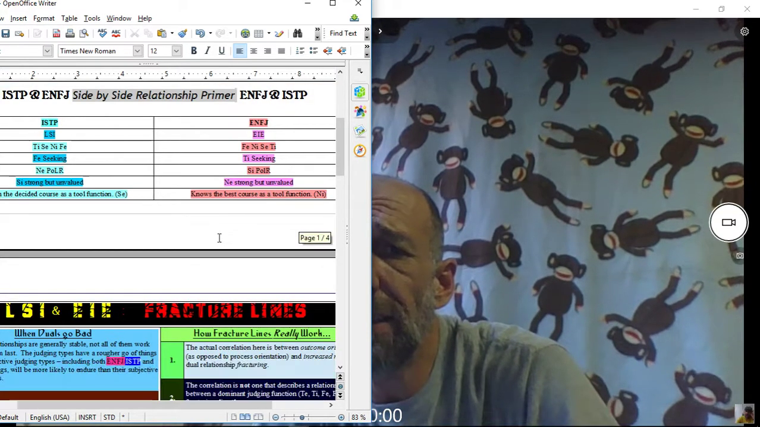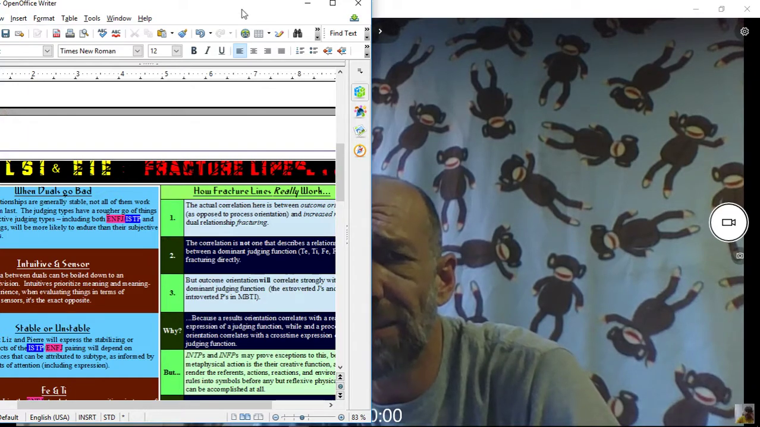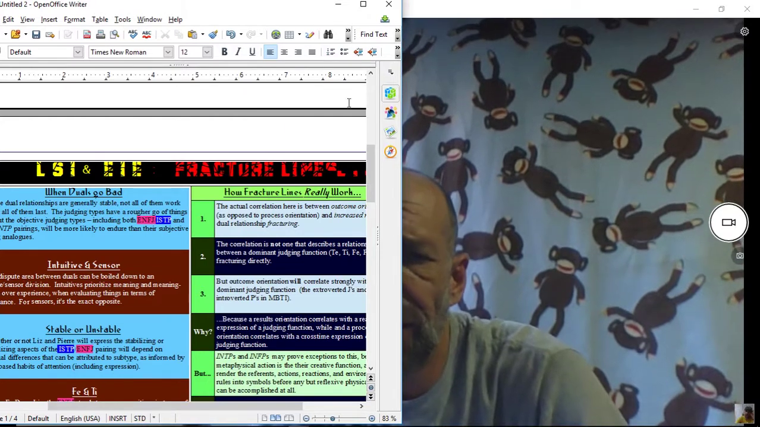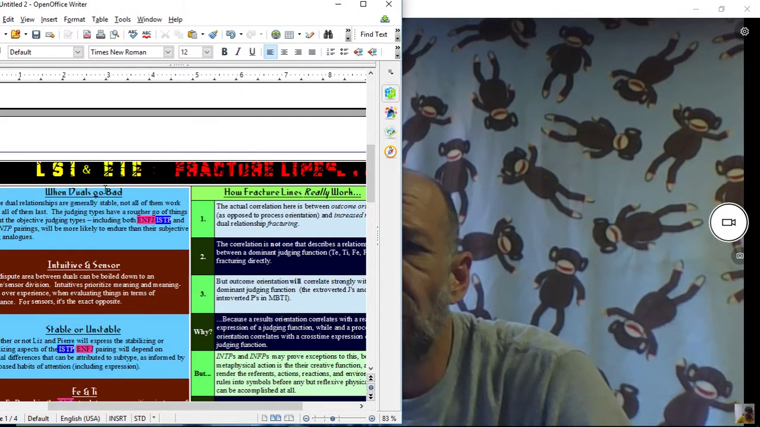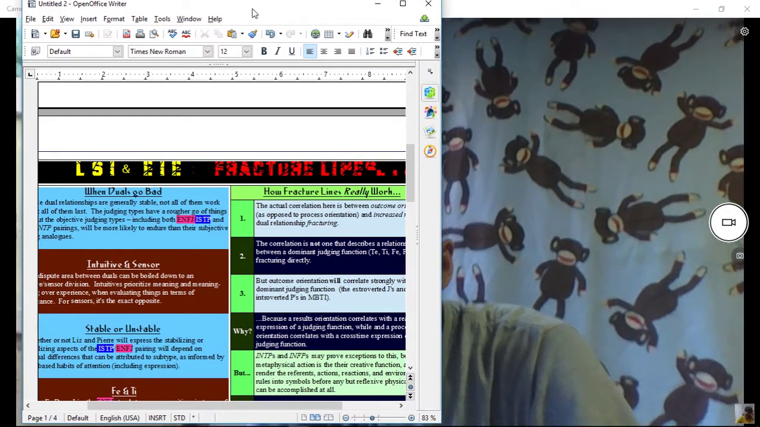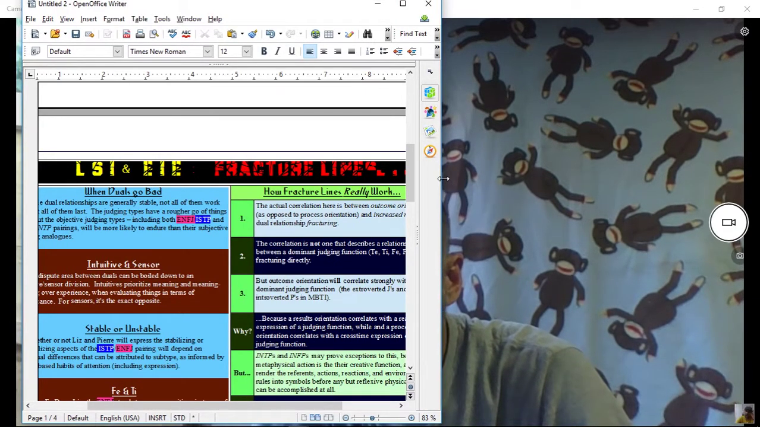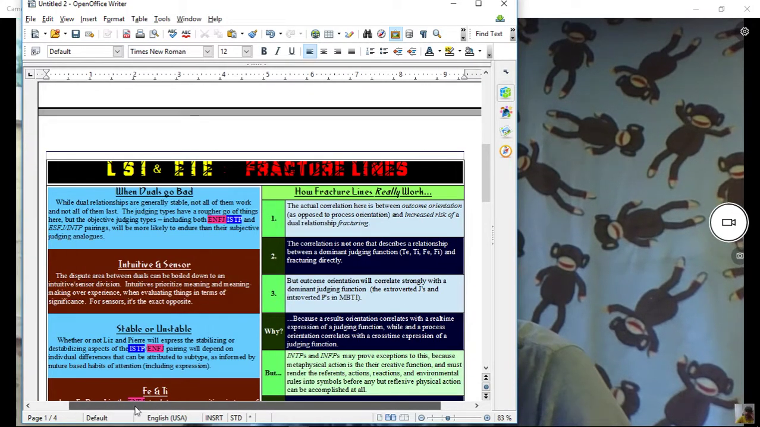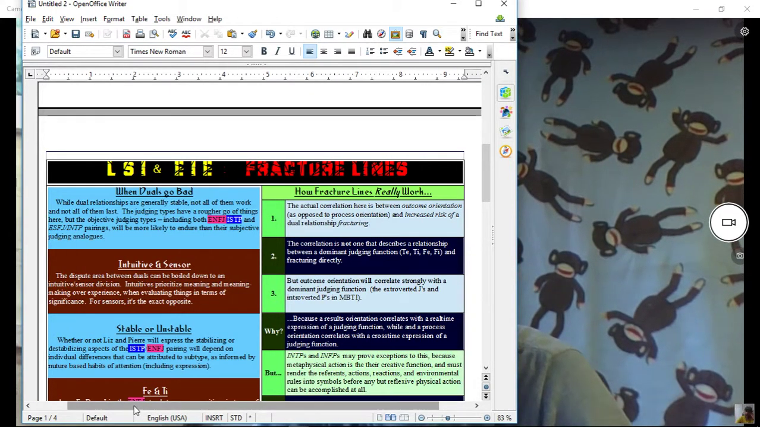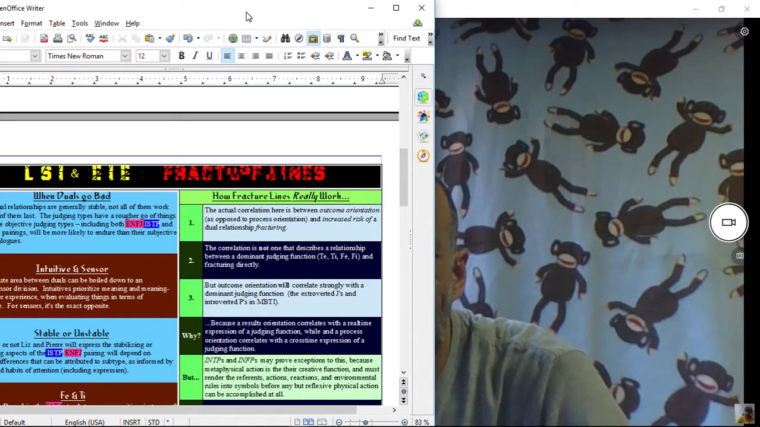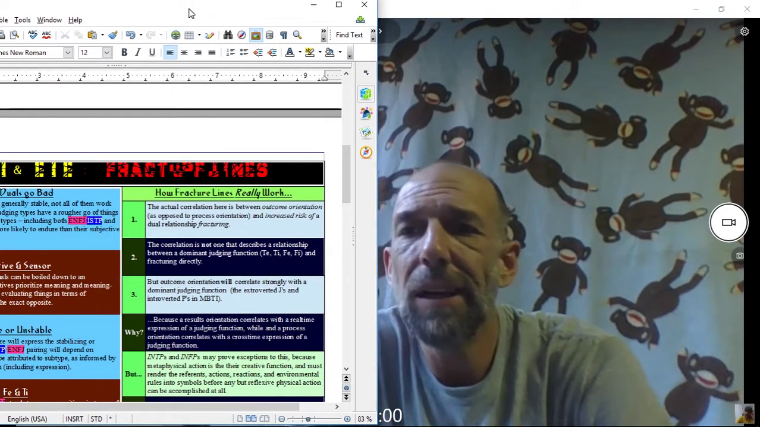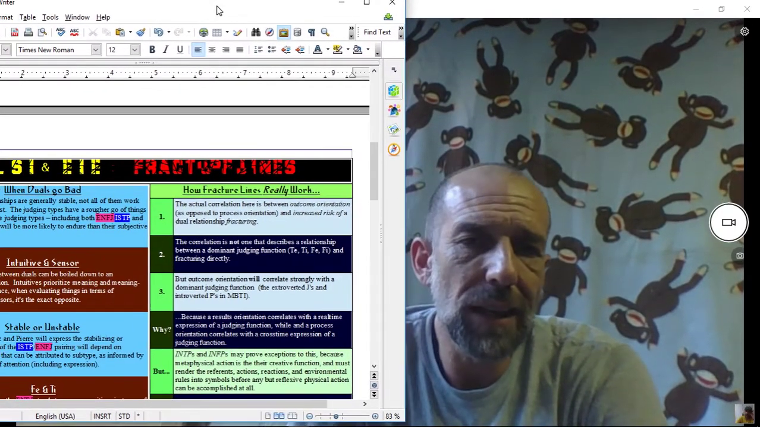So you'll see here, this is page like 5 or 6 from the document, but it's page 2 here because I excerpted it for the purposes of this video, as I indicated. The fracture lines. When duals go bad. While dual relationships are generally stable, not all of them work, and not all of them last. The judging types have a rougher go of things in this regard, so that includes ENFJ and ISTP. Remember, don't get fooled by that P on the end of the MBTI lettering. ISTP is a judger through and through. They have TI as the dominant function.